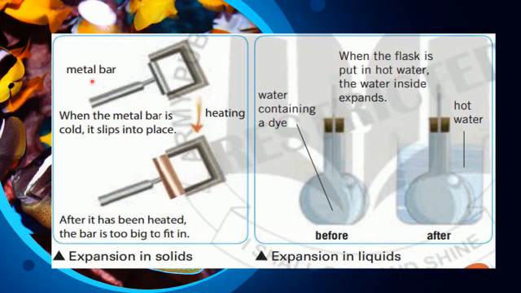Here we have the diagram of expansion in solids and expansion in liquids. Look at the first figure. Here we have a metal bar. When the metal bar is cold, it slips into place. After it has been heated, the bar is too big to fit in. And in the next diagram, expansion in liquids, we have water containing a dye. When the flask is put in hot water, the water inside expands. Just look at the flask before heating and after heating.